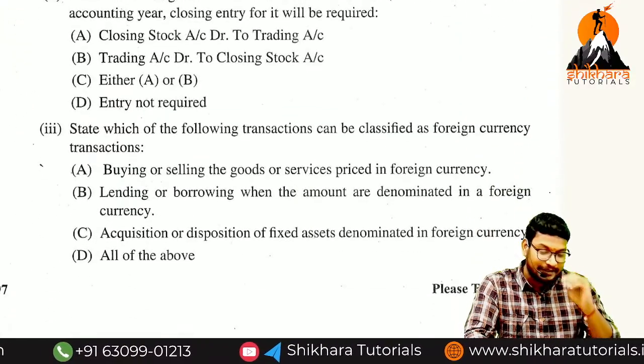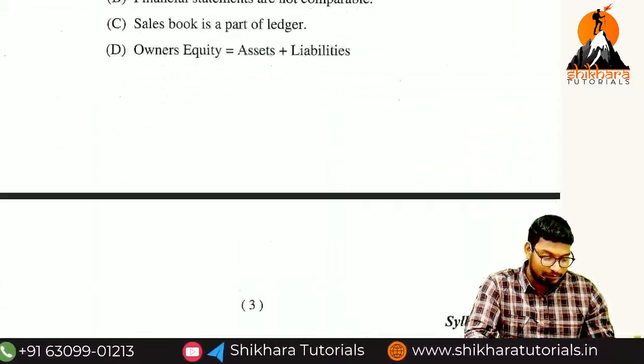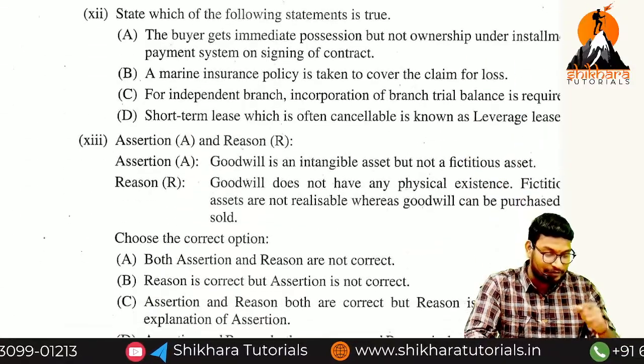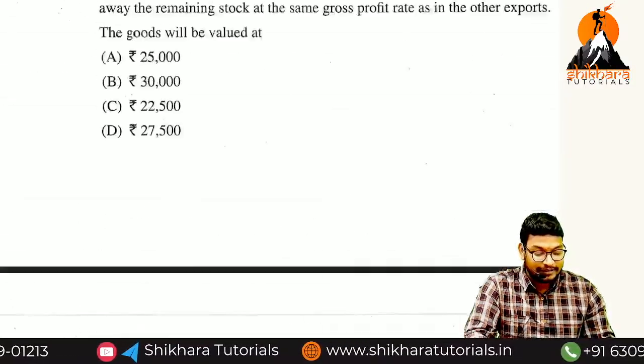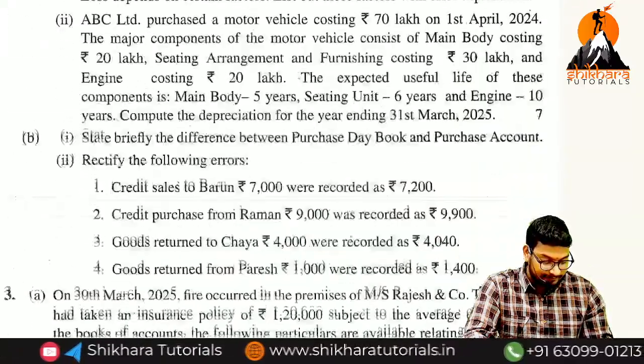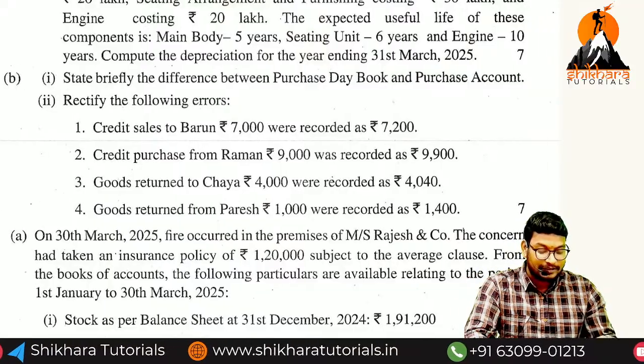How much time will it take to write the 4 journal entries? 5 to 10 minutes? Mostly 10 minutes if you draw the lines. Without drawing the lines, 5 minutes. Okay. How many marks? 7 marks. Okay, totally 7 marks.